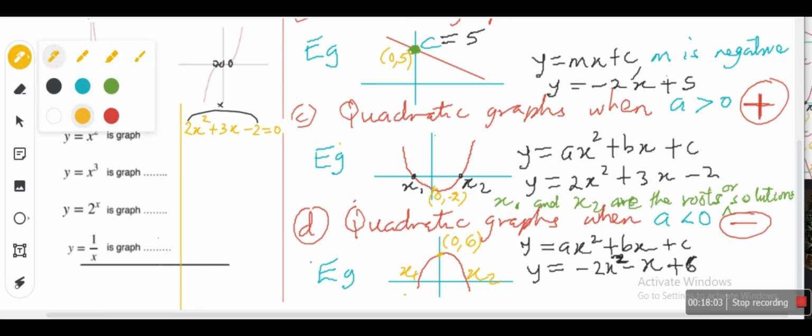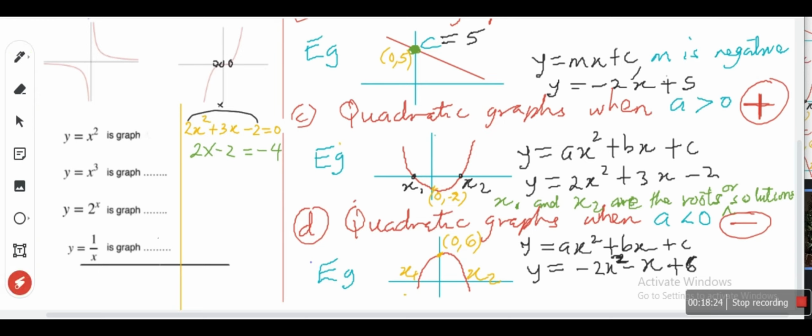So we start by saying: coefficient of x squared multiplied by c. So 2 times minus 2 gives us minus 4. Then you find the factors of that such that the sum of two of them will be plus 3 and the product of them will be minus 4. So what are the factors?